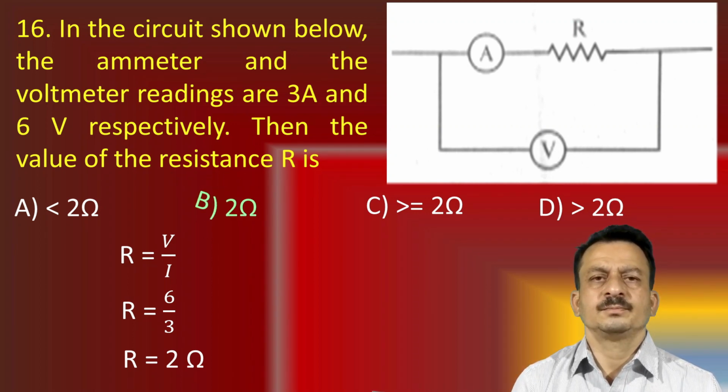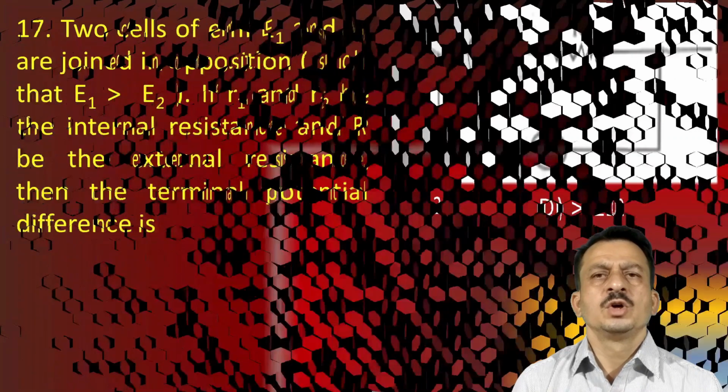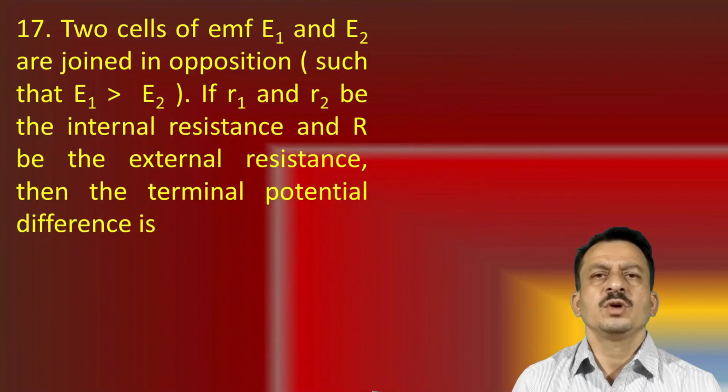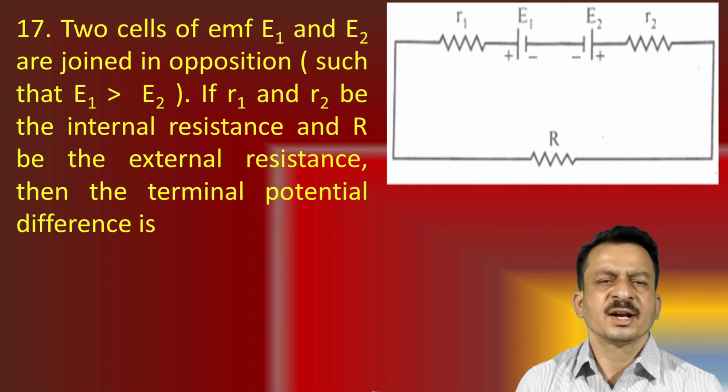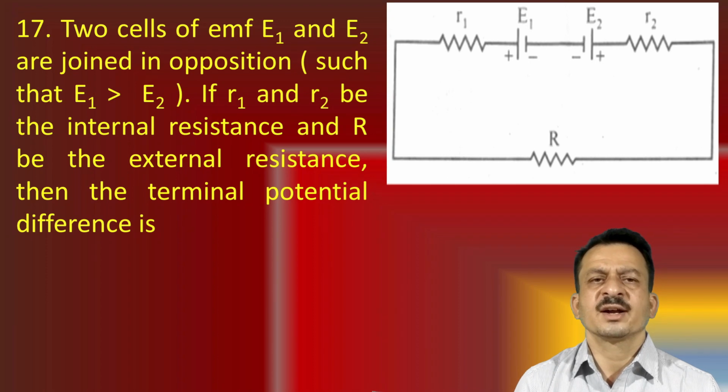Next problem. Two cells of EMF E1 and E2 are joined in opposition such that E1 is greater than E2. If R1 and R2 are the internal resistances and capital R is the external resistance, then the terminal potential difference is? Now look at the circuit diagram. The two cells E1 and E2 are oppositely connected with internal resistances R1 and R2, and they are connected to an external load resistor capital R.